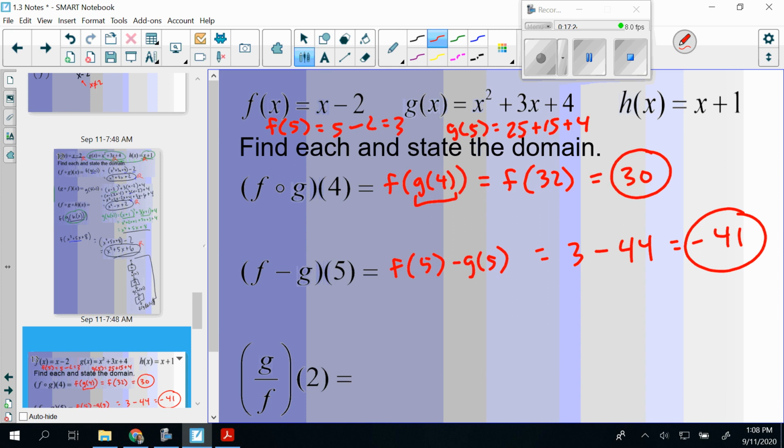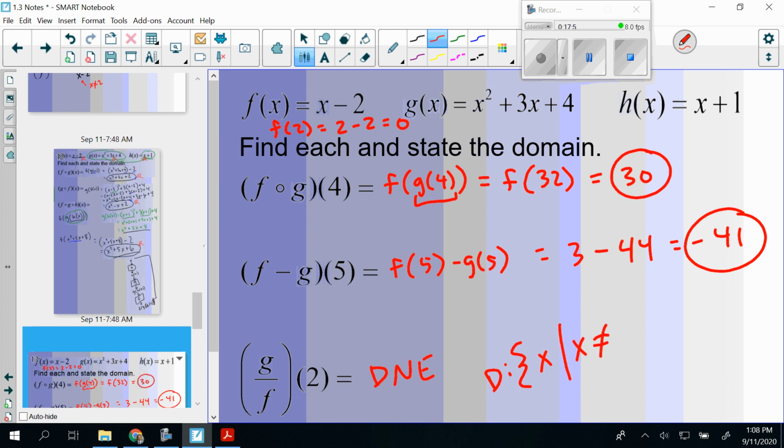Division, same thing. If you have to find the division of these, find them both separately and see what you get. In the top, you plug 2 in, in the bottom, you plug 2 in. However, looking at the bottom one first, if we find F of 2 here, you get 0. So this one does not exist, because remember what our domain was for this one. I think we had this one before. X can't equal 2 here for this domain, so that's why this one does not work or does not exist.